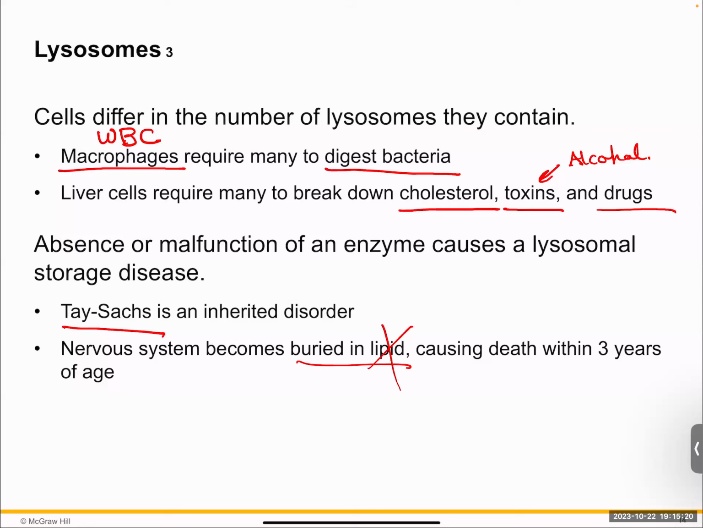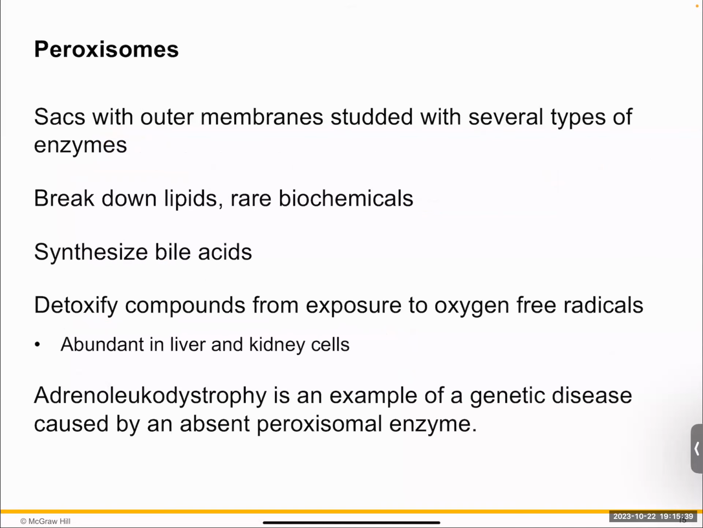So those lipids get packed inside the nervous system. It overwhelms the nervous system and, unfortunately, almost across the board causes death in people under the age of 3. So it is a very, very hard medical condition that doesn't really give a long prognosis to the patient.